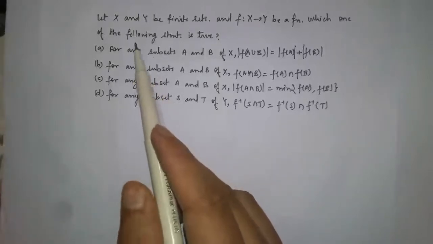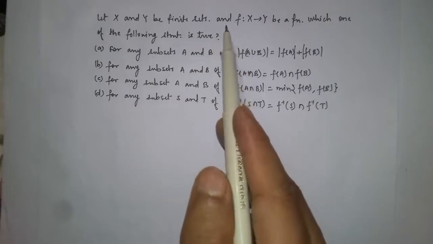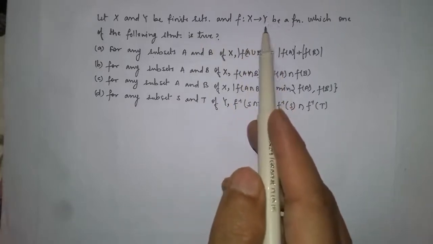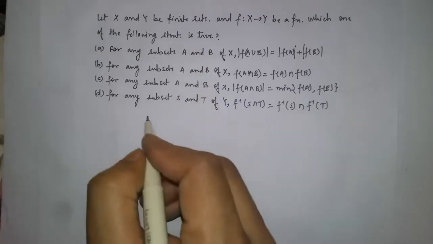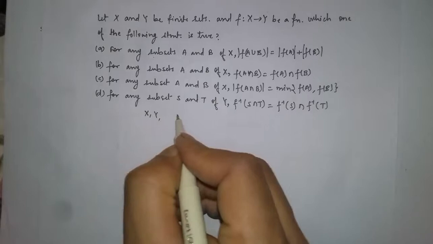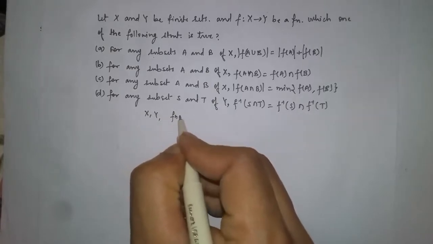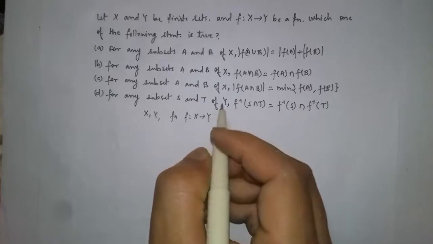Given are the two sets X and Y, which are both finite, and there is a function from X to Y. Which of the following statements is true? For two sets X, Y, there is a function f from X to Y.